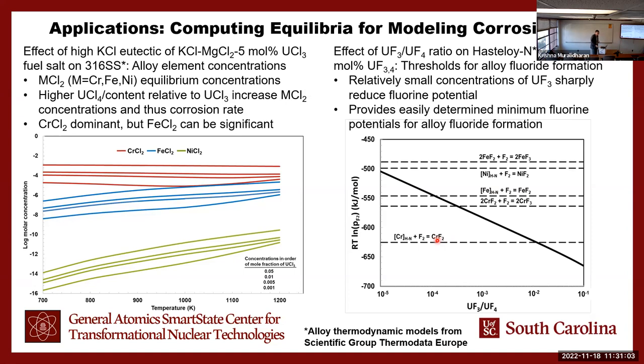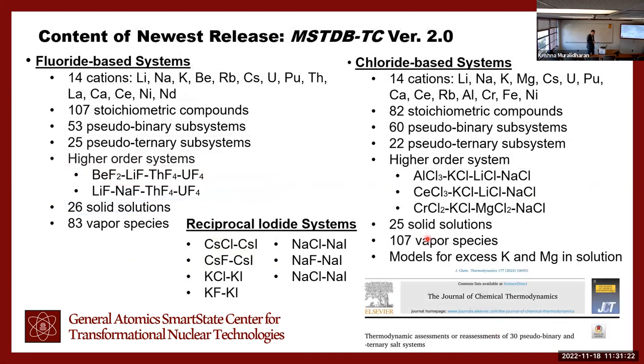And interestingly, we're not doing the calculations for the elements. We have models for the alloys. What is the activity of chromium in the alloy? So we're doing these calculations using the realistic activity of chromium, for example, in the alloy. So you can get this kind of information from the systems.